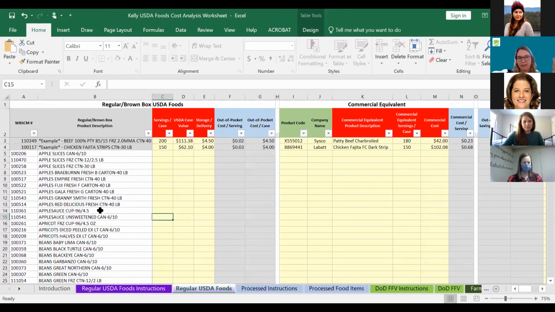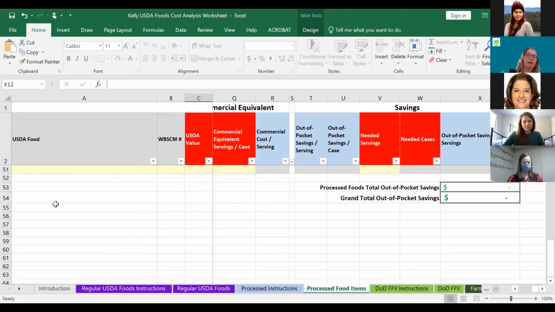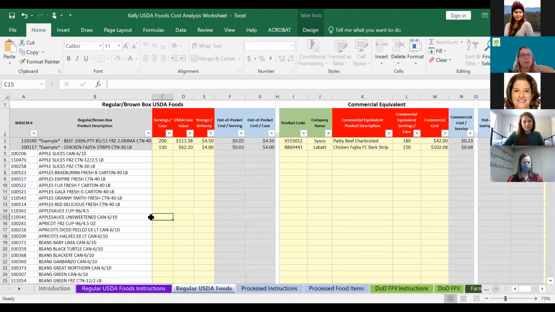So that kind of saves you a little bit of data entry, which is fantastic. When you go over to processed, obviously that's all different in every different part of the state. So that's something that you're going to have to put in on your own. The same with DoD Fresh and Farm to School. But this has already been put in for you.